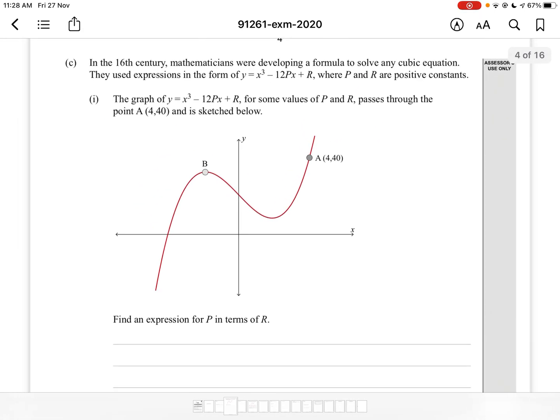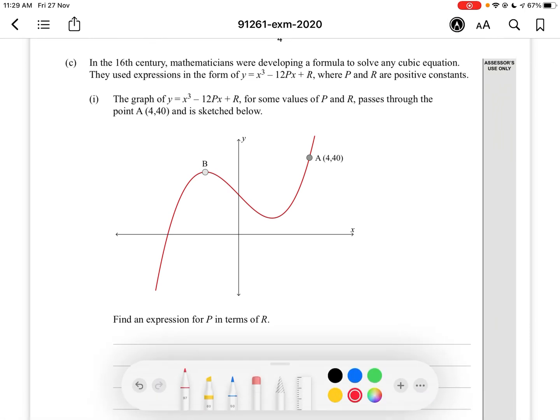Okay, question C. In the 16th century, mathematicians were developing a formula to solve any cubic equation. They used expressions in the form of y equals x cubed minus 12px plus r, where p and r are positive constants. The graph of y equals x cubed minus 12px plus r for some values of p and r passes through the point A, which is (4, 40), and is sketched below. The question asks us to find an expression for p in terms of r.